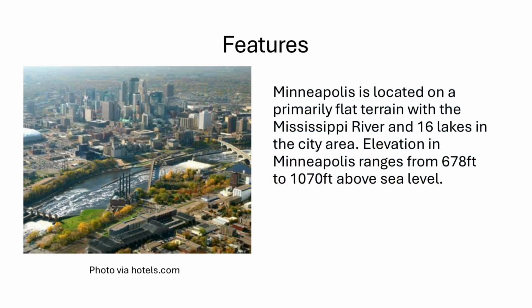Some features of Minneapolis are that it's located on a primarily flat terrain with the Mississippi River running through it, kind of dividing it from its sister city, I guess, of St. Paul. There are also 16 lakes in the city area, and the elevation in Minneapolis ranges from 678 feet to 1,070 feet above sea level.